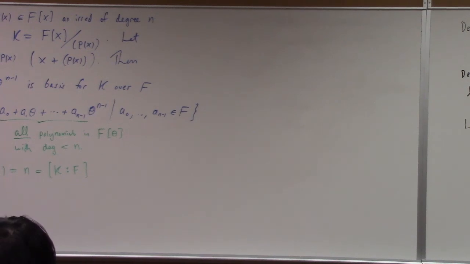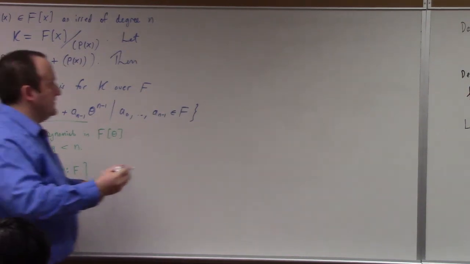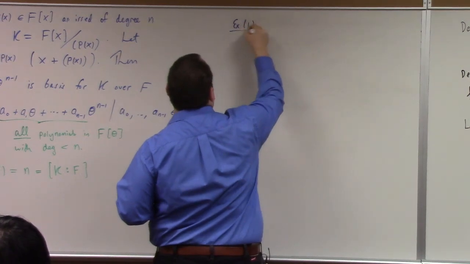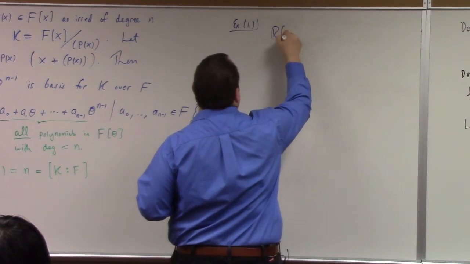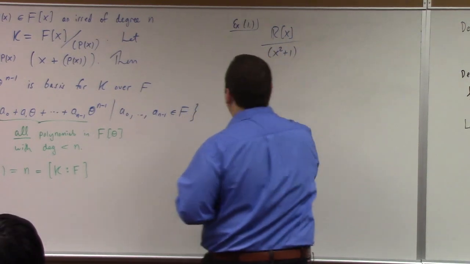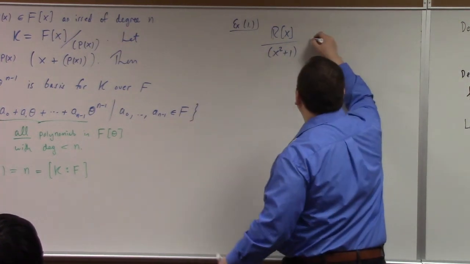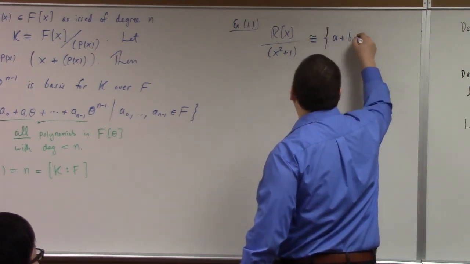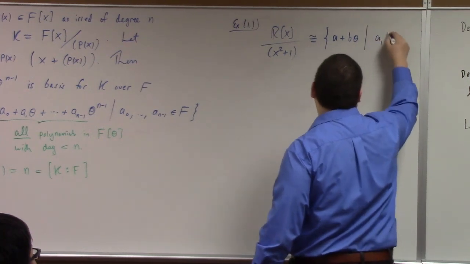Now, I guess I should at least write down the quintessential example, really: R of x mod the ideal generated by x squared plus 1, right? So by this theorem, this should be isomorphic to what? A plus b theta, such that a and b are real numbers, right?